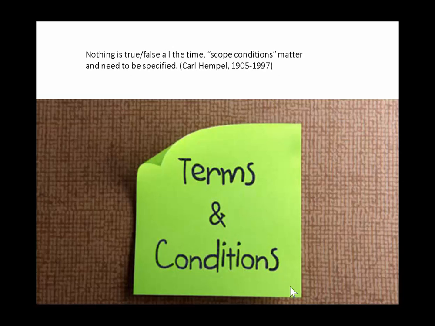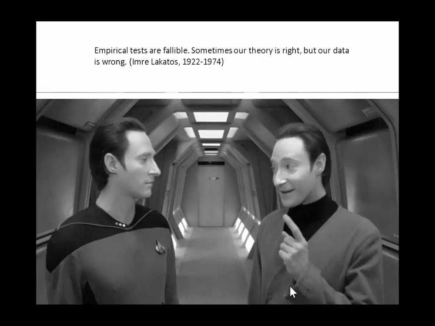A few other things. Karl Hempel said that nothing's true all the time. Scope conditions, don't worry too much about that. There's a huge debate about that. As I said, you can have a whole lecture series on the philosophy of social science. But Karl Hempel is an important guy. Imre Lakatos is an important guy as well.